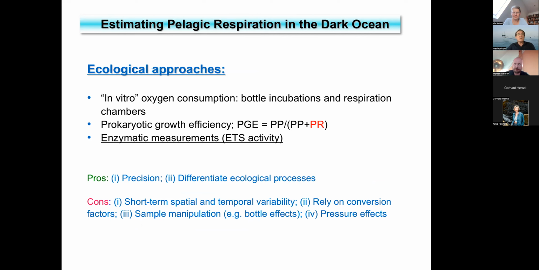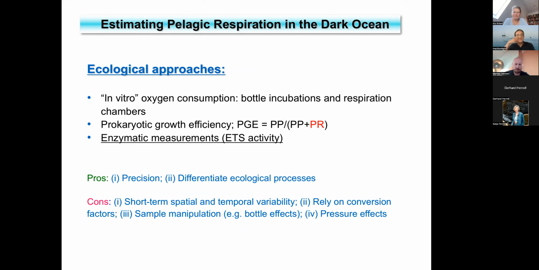If we go to the ecological approaches, and there are probably a few more than I have outlined here, there are three main approaches. One is to look at the in vitro oxygen consumption, which we can do through bottle incubations or respiration chambers. The second is the prokaryotic growth efficiency.